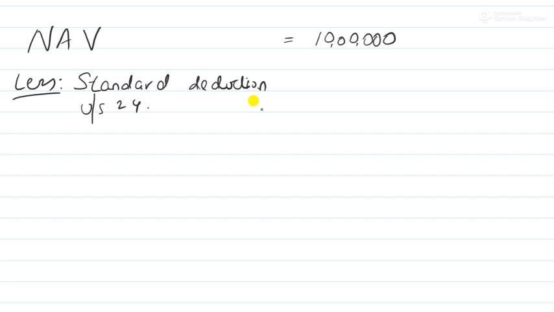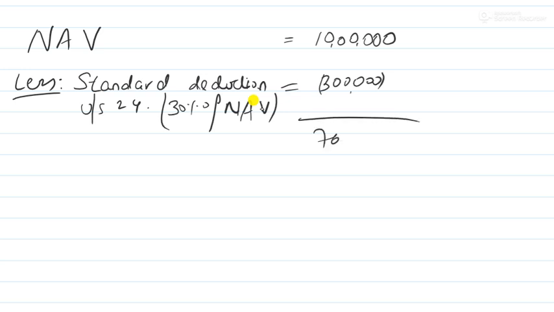However, he will be given the standard deduction. He will not be allowed deduction for each and every item that he is spending on his house property. He will be given a one-time deduction of 30% of NAV, right? So 30% of NAV is 10 lakhs, 30% means 3 lakhs. So 7 lakhs will be the resulting amount. Now there are further deductions such as interest on loan, which we'll study next.